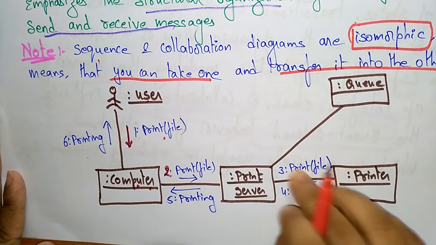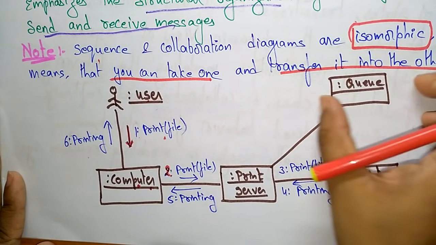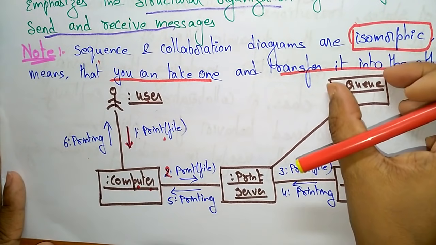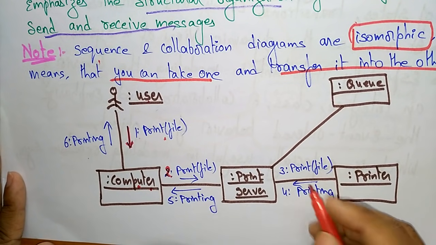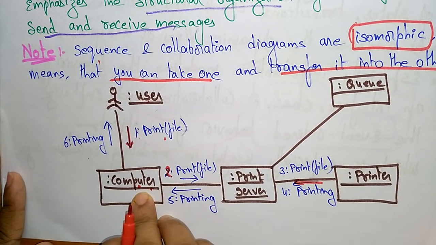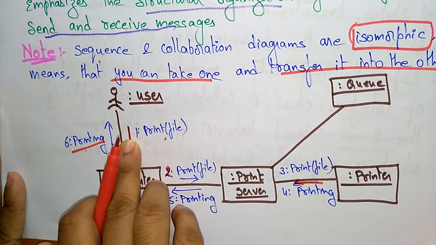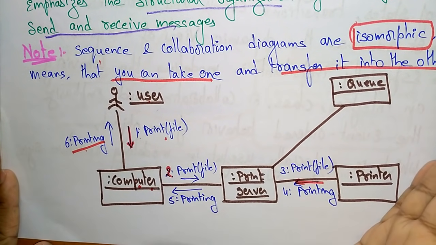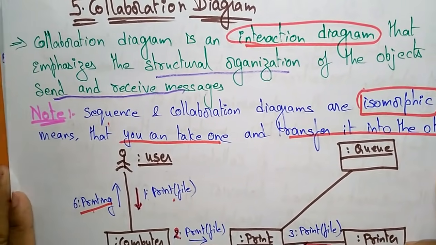If the queue already has many items, meaning many users are requesting, it has to wait, and one after another the server will send to the printer. If the queue is empty, the message will pass directly to the printer. Then, when the printer is ready to print, the reply is sent to the server first, after that to the computer, then from the computer to the user. Whatever he is asking for, he is getting the reply. So this is the structural organization of the objects that send and receive the messages. Thank you.